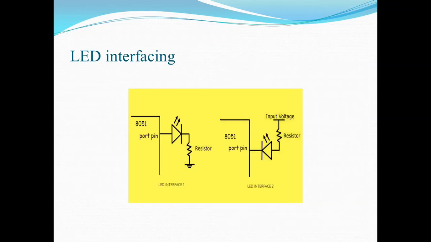Now let us understand how we can connect the LED with the 8051 microcontroller. There are two methods by which we can connect the LED. The first method is this one, in which the anode is connected to the port pin and the cathode is grounded through a series resistor, which is called a current limiting resistor. In the second diagram, we apply the input voltage here, the anode is connected to that voltage, and the cathode is connected to the port pin of the 8051 microcontroller, through which it is grounded. So any one method is absolutely valid for interfacing of LED in 8051 microcontroller.